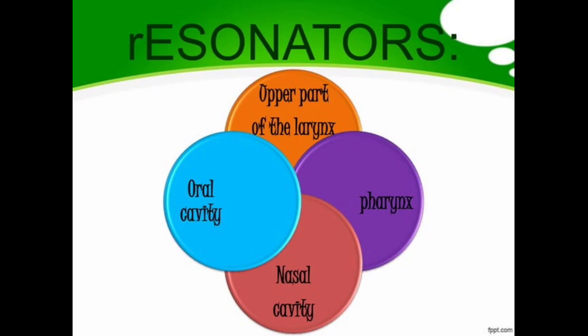For example, the speaker can change the position of the tongue, the soft palate, and the lips to alter the shape of the mouth cavity and produce different vowels or consonants. The speaker can also open or close the nasal passages by raising or lowering the soft palate to produce nasal or oral sounds.